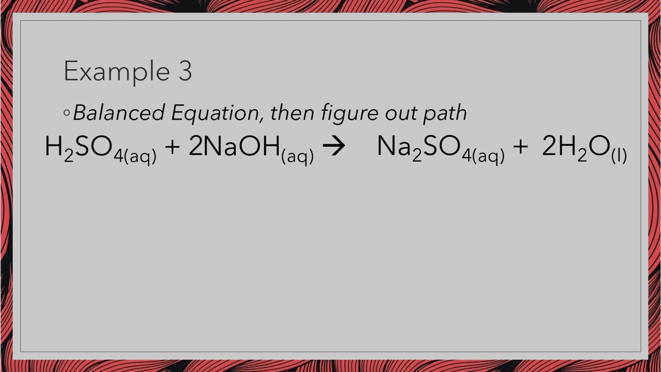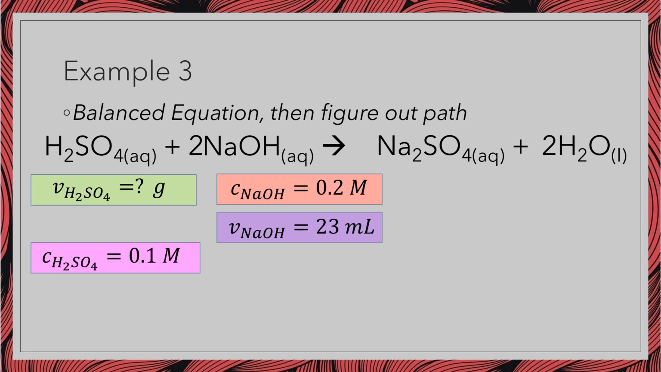So what can we do? Firstly, we can put a 2 in front of the NaOH. That gives us 2 sodiums, 2 hydroxides. We can also put a 2 in front of the H2O, because now we have 4 hydrogens, and so we're going to need 4 hydrogens from the water molecules. And if we count up the oxygens, there's 6 oxygens on both sides, 2 sodiums on both sides, so we're balanced.